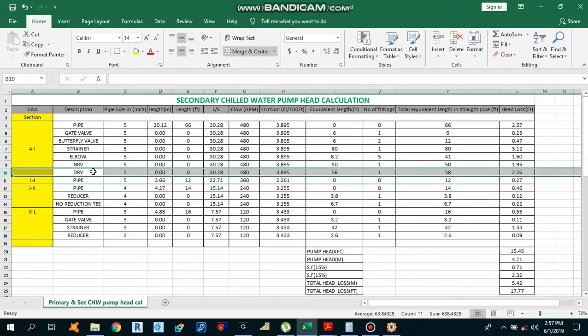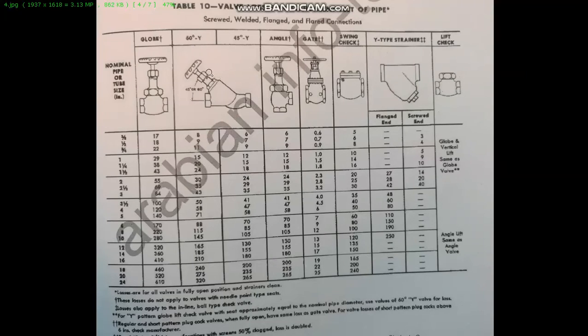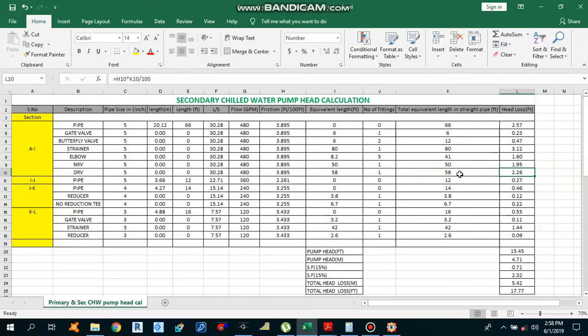So next we have a DRV, that is double regulating valve, 5-inch pipe size. So move back to our chart to get the equivalent length for DRV. This is our DRV, that is double regulating valve. Since we are using a 45 degrees DRV, 5-inch pipe size, we got 58 equivalent length. So DRV 5-inch pipe size, 480 GPM, one DRV, that is 58, that we already checked from the chart. So total equivalent length in the straight pipe is 58. Same way you can calculate the head loss. Simply multiply this equivalent length in a straight pipe with this friction, divide by 100, you will get the head loss.